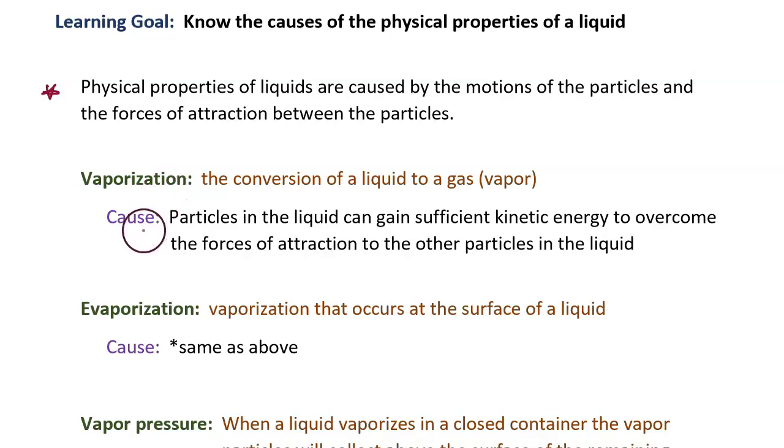Here's the cause of that. Particles in the liquid can gain sufficient kinetic energy to overcome the forces of attraction to the other particles in the liquid. When a substance is in the liquid state, the particles that make up that substance are very close together, yet they're able to flow around, unlike in a solid where the particles are more locked into position. Particles which are close together can be attracted to each other, but with enough kinetic energy, the particles will move around enough that they can overcome those attractions, and some of the particles can change into the gas state and float off into the environment.